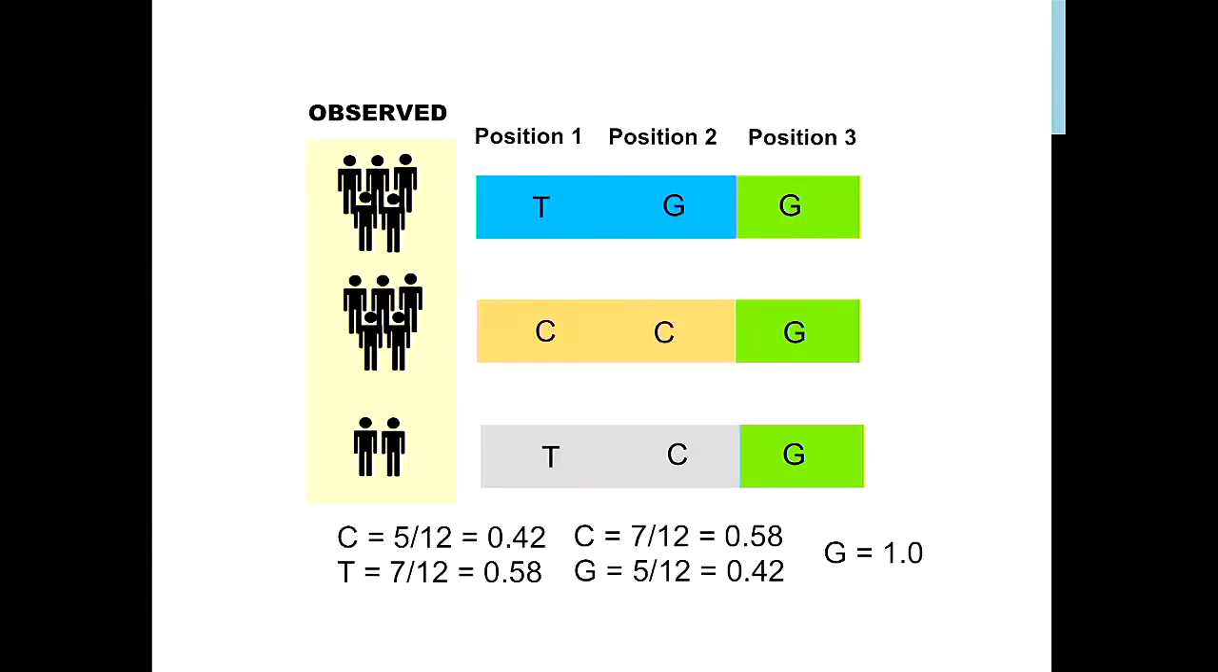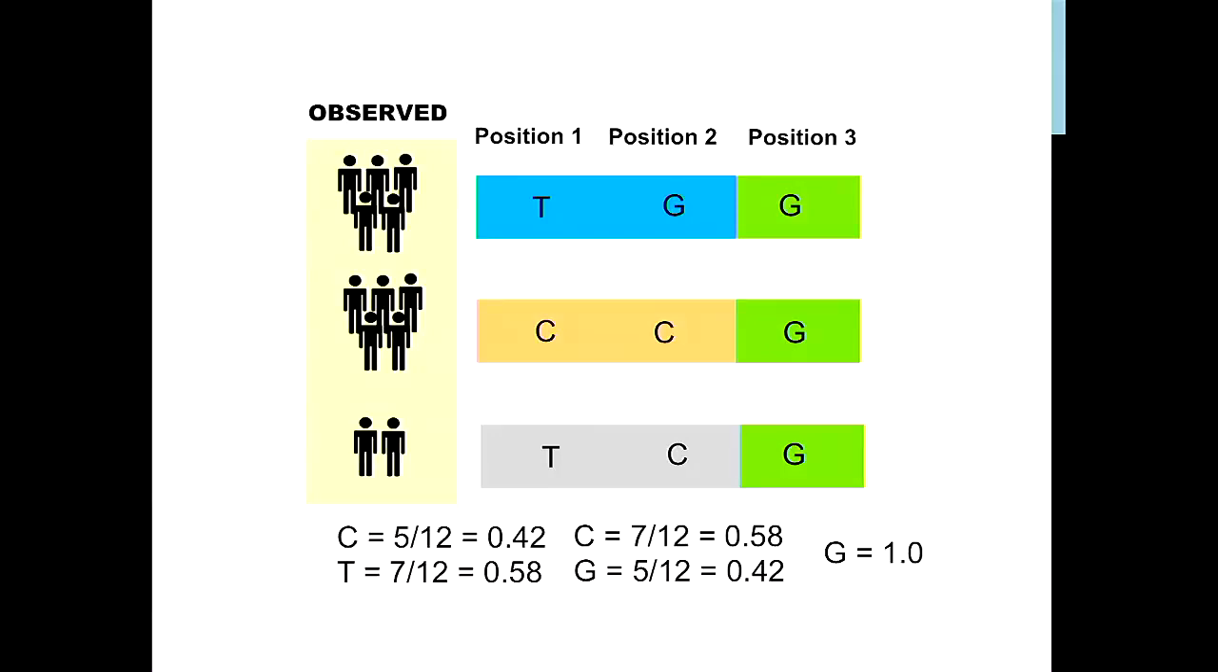So keep in mind that since this is a new study population that includes the 2 individuals with the rare variant TC, we don't have a nice 50-50 split between the possible variants at positions 1 and 2. Instead, at position 1, we have 5 patients out of 12 that have the C variant, whereas 7 out of 12 have the T. We have 7 out of 12 that have C, these 2 groups, and then 5 out of 12 have G.